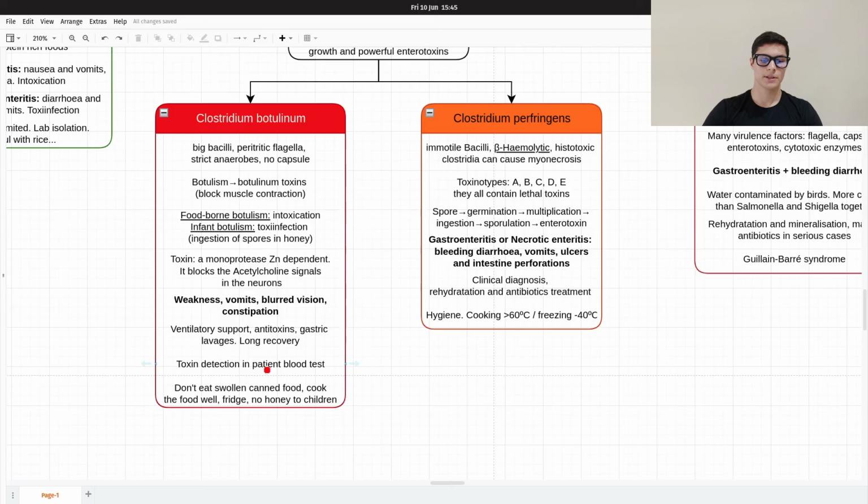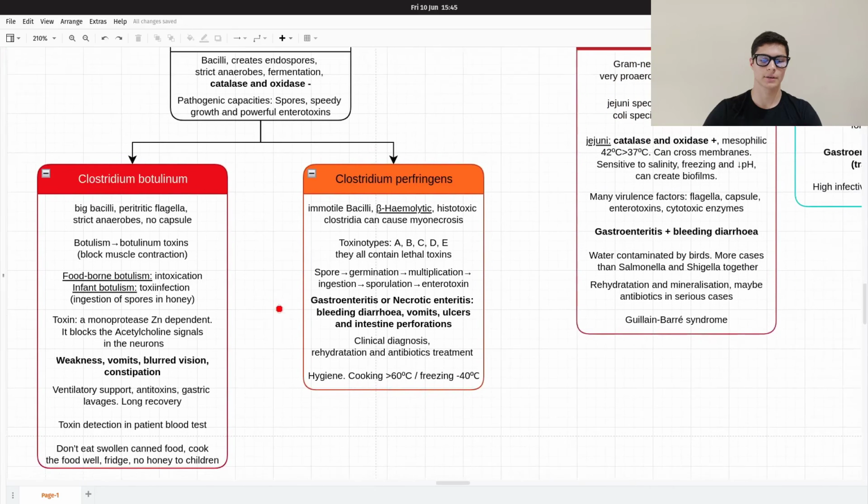Toxin detection in patients with a blood test is the diagnosis, and prophylaxis is don't eat swollen canned food, cook the food well, no honey to children. So refrigerate, cook, no honey to children, and don't eat the swollen canned food because they live in canned food. They like that anaerobic state.